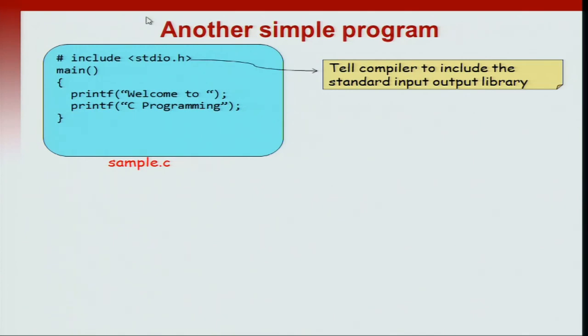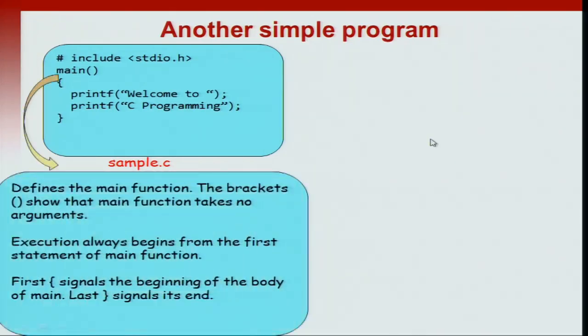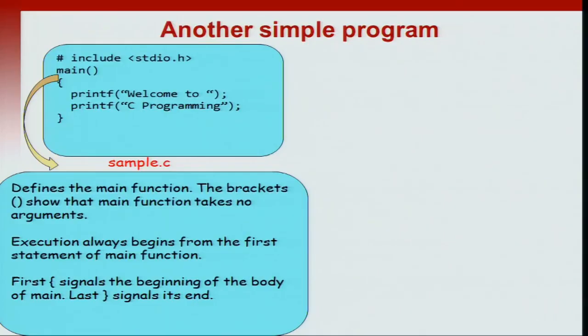So, to recap, the first line #include <stdio.h> tells the compiler to include the standard input output library. Then we have the main function, the open and close brackets immediately after main show that main is a function. Execution always begins at the first line of the main function. Then the body of the function, the logic of the function, is enclosed within two curly braces. The first curly brace signals the beginning of the function and the last curly brace says that the function is over here.